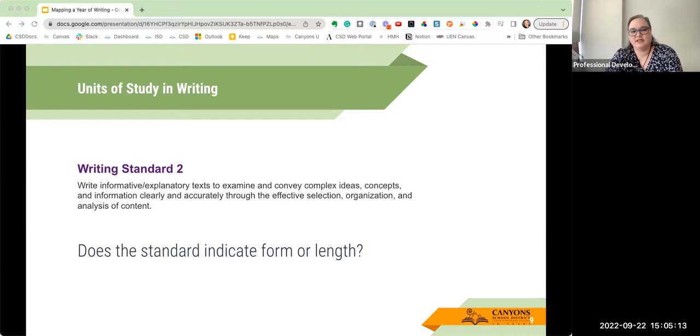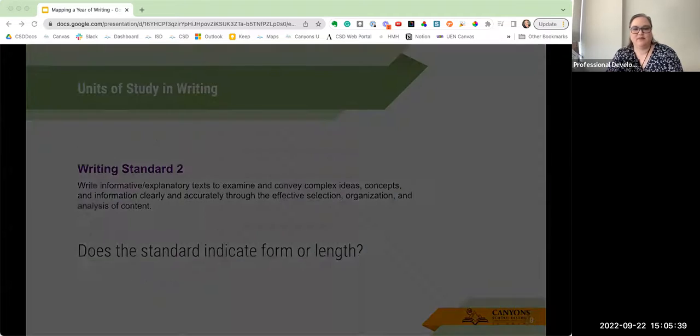I think it's really interesting that none of the writing standards actually use the word essay. In none of the writing standards does it say 5-paragraph. And yet those are the types of writing that we're always asking students to do. Those are the types of writing that we're assessing. But there are other ways, and we can meet those standards with a large variety of writing.